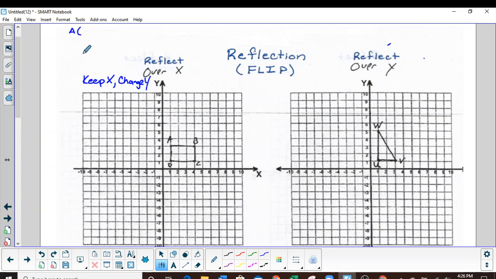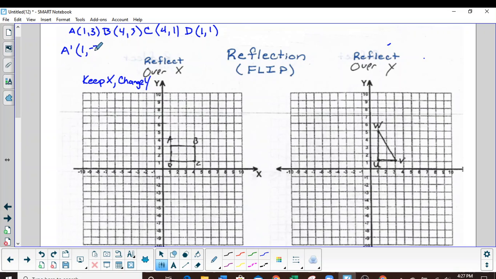And A is 1, 3. B is 4, 3. C is 4, 1. And D is 1, 1. Okay, so below these ordered pairs, we'll keep lined up. Let's do A prime. So go by your rule, keep the x, change the y.